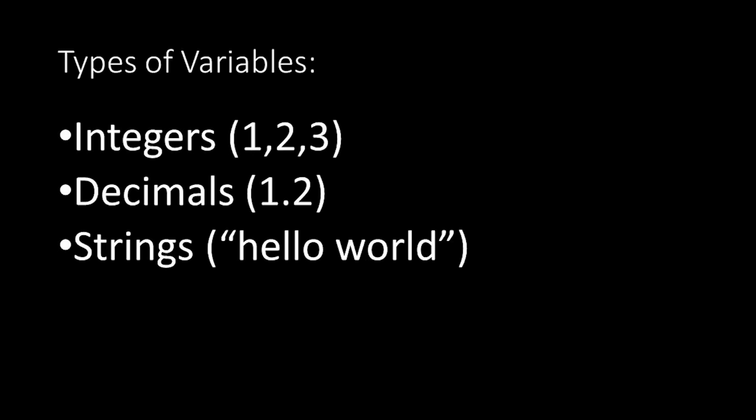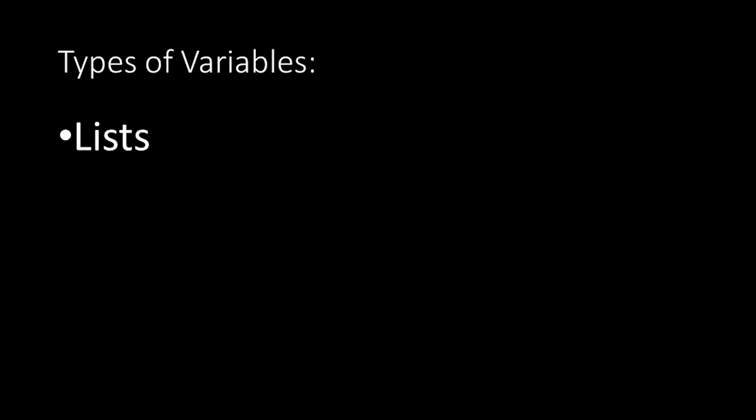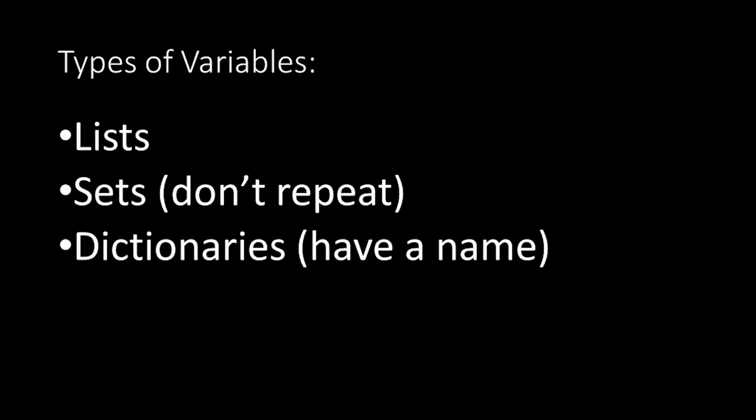In Python, variables can be named anything just like in math, and they can store a variety of data types, such as integers, decimals, words, which are called strings, booleans, which are either true or false, lists, which are just groups of any other data types, sets, which are lists that have no repeating data, and dictionaries, which are lists that are accessed by the first name in the list.